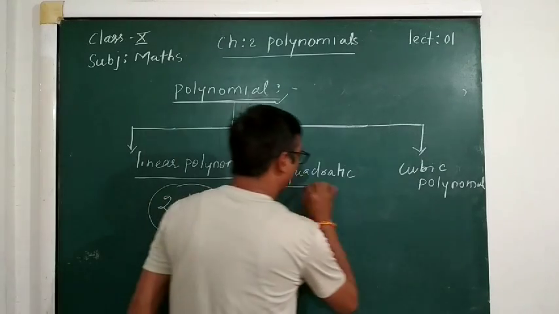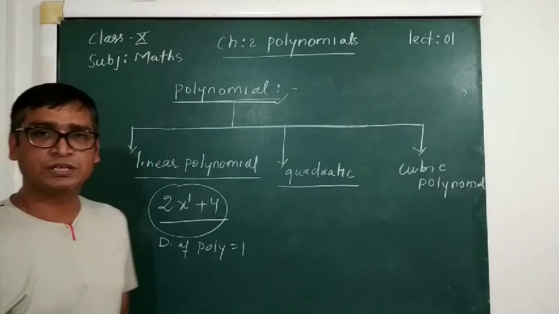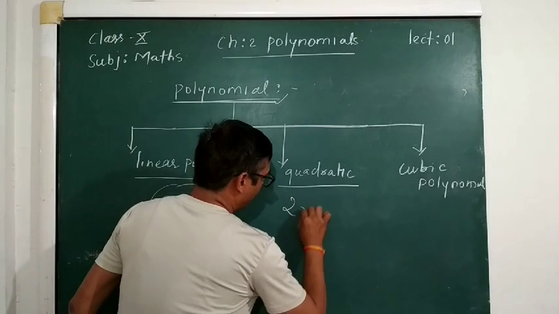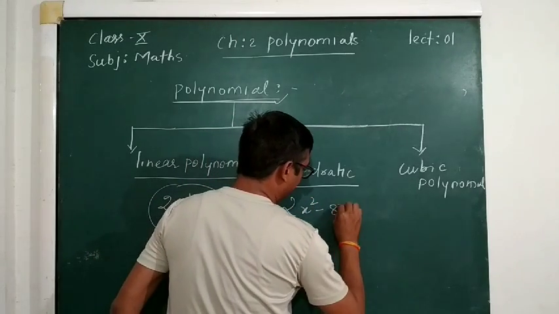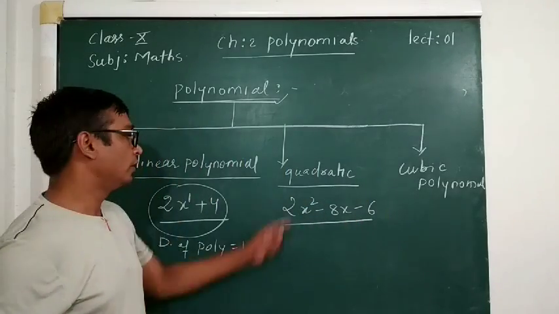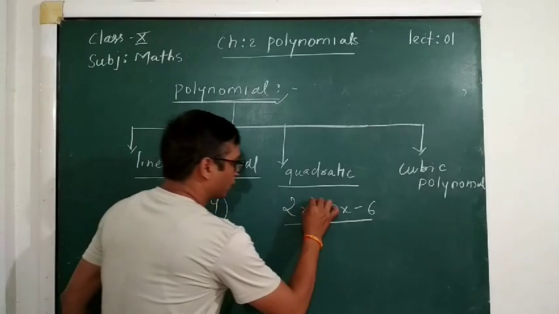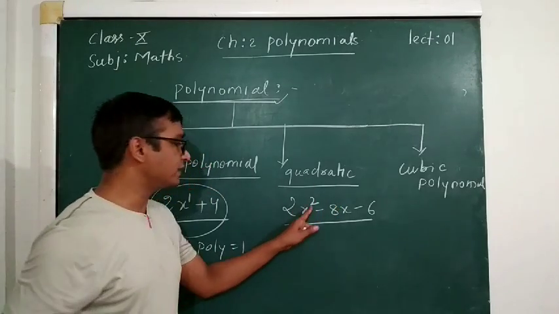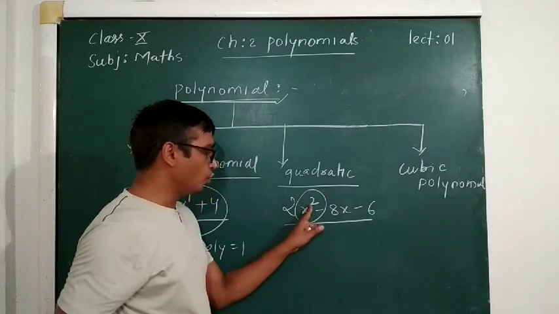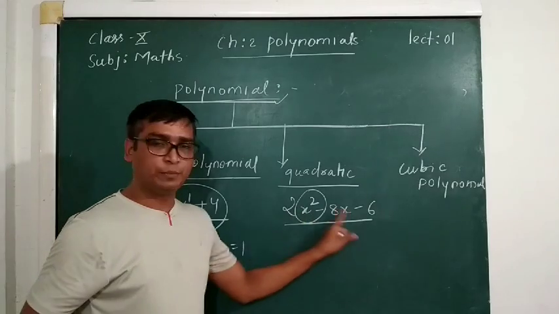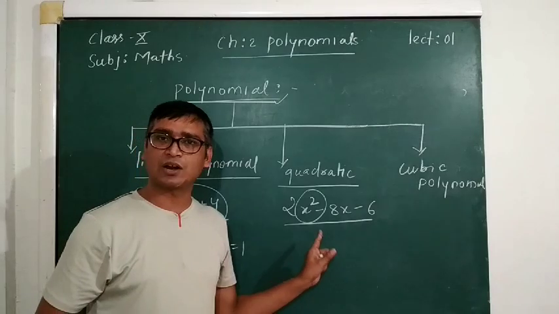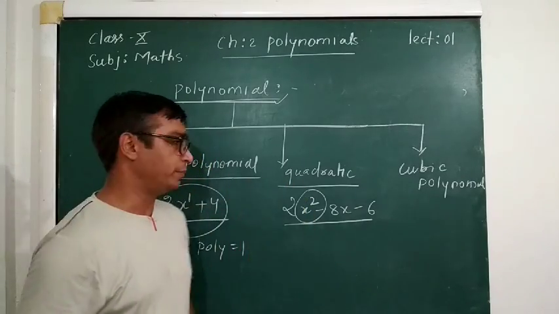In a similar way, quadratic polynomial is those polynomials whose degree of the term is 2. So if it is 2x square minus 8x minus 6, we can say that this is a quadratic polynomial. Why? Because the exponent of x is x square, means 2. So if this exponent is 2, then the degree of the polynomial is 2. So such type of polynomials are called quadratic polynomial.